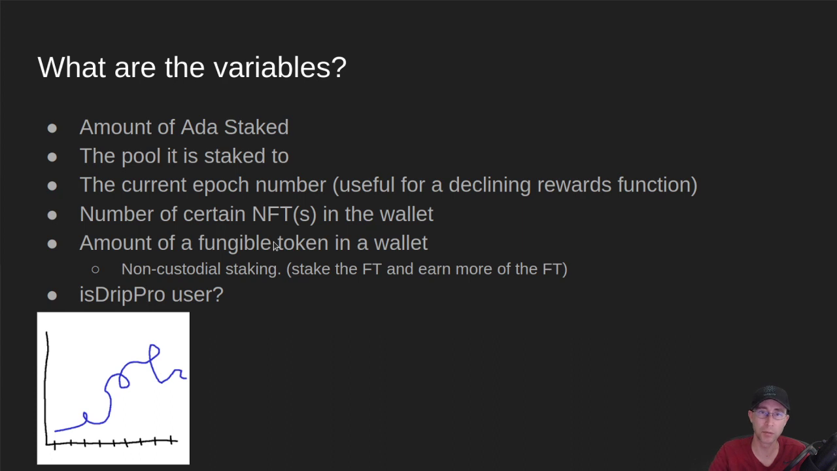So if you wanted to do a declining rewards function and reward early adopters of your drop, you could do that. So you could say, well, I'm starting the drop in epoch X, and then you say current epoch minus X, and then use that number to reduce the rewards that go out over time. We can also trigger off how many NFTs of a certain policy or certain name are in the wallet. We can't trigger off of any traits at this time. So if you want to specify different NFTs all within the same policy, make sure to change those names.